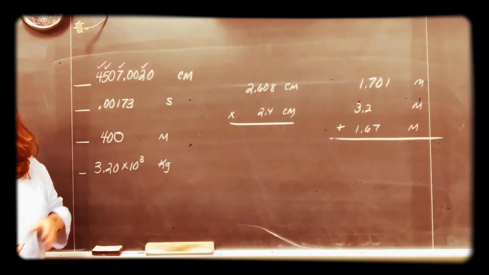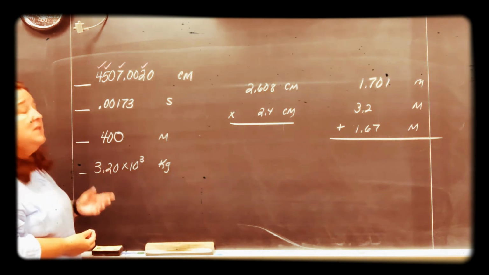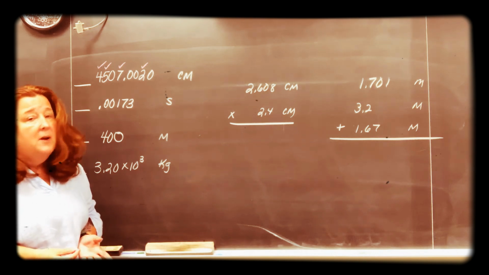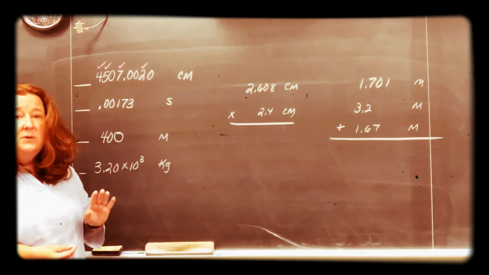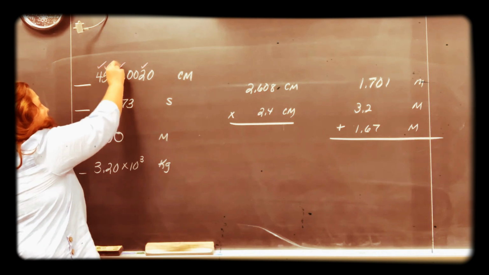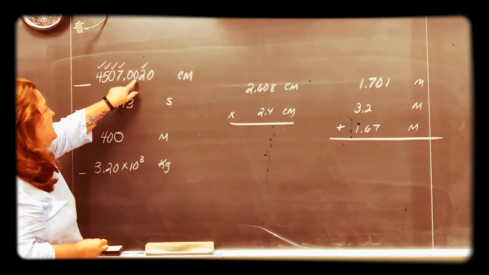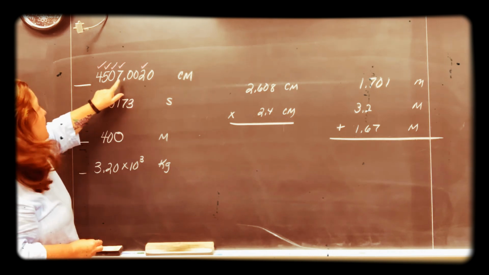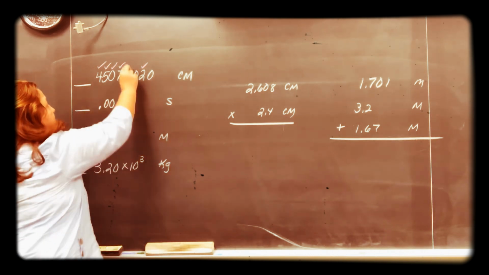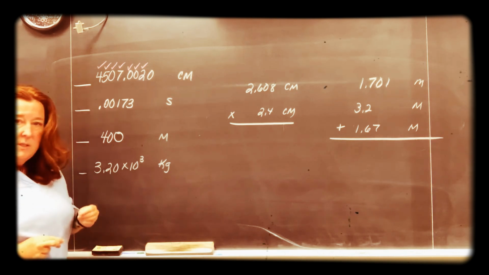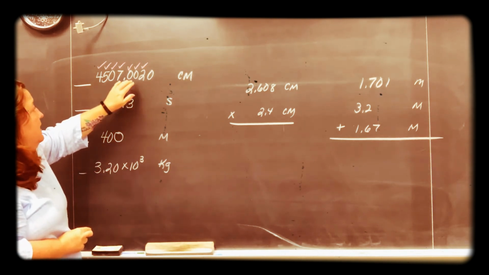All of the rest of the rules have to do with zeros. So if a 0 is in between significant digits, no matter how many zeros there are, they are also significant. So there's 1 zero here between the 5 and the 7, so that's significant. And then there are 2 zeros here, and those are significant as well because they're between the 7 and the 2. It doesn't matter how many zeros are in between, if they're in between, they count.